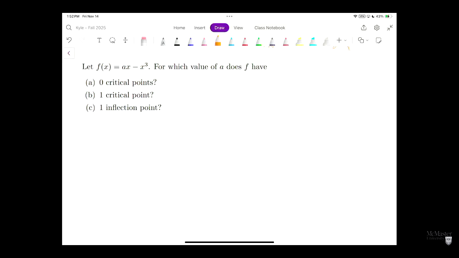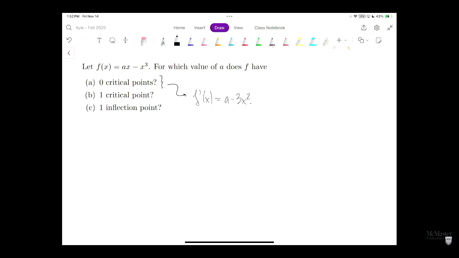All right, so let's take a look at this one. In order to find the critical points here, we need to take the derivative. So the derivative of f is f prime equals a minus 3x squared. Now, to find the critical points, we want this derivative to either equal 0 or not exist.